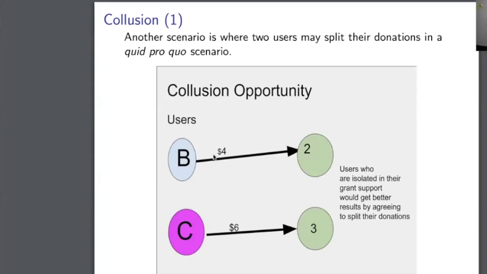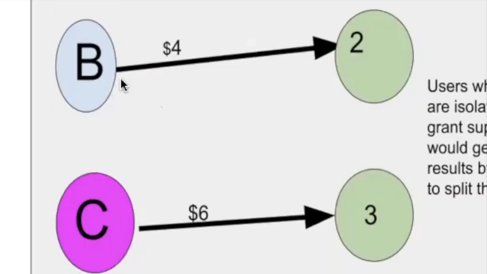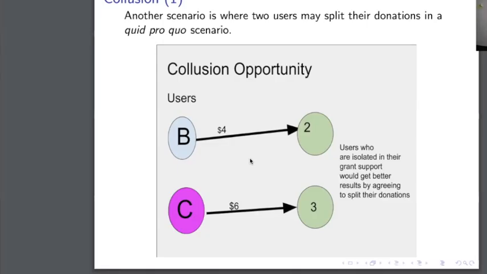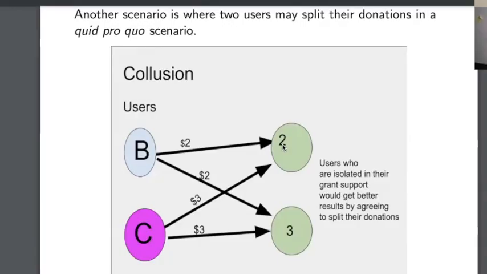Another scenario that's undesirable is you could have people who realize my grant is not very popular. So if I look at users B and C, and each of them has more resources than average, and each of them is basically invested in one particular project, they would get better results if they worked together and agreed to split up their donations. So you can do the math and you can look at the total matching that 2 will get, the total matching that 3 will get. It will be better under this scenario than if each of them had just donated one amount.